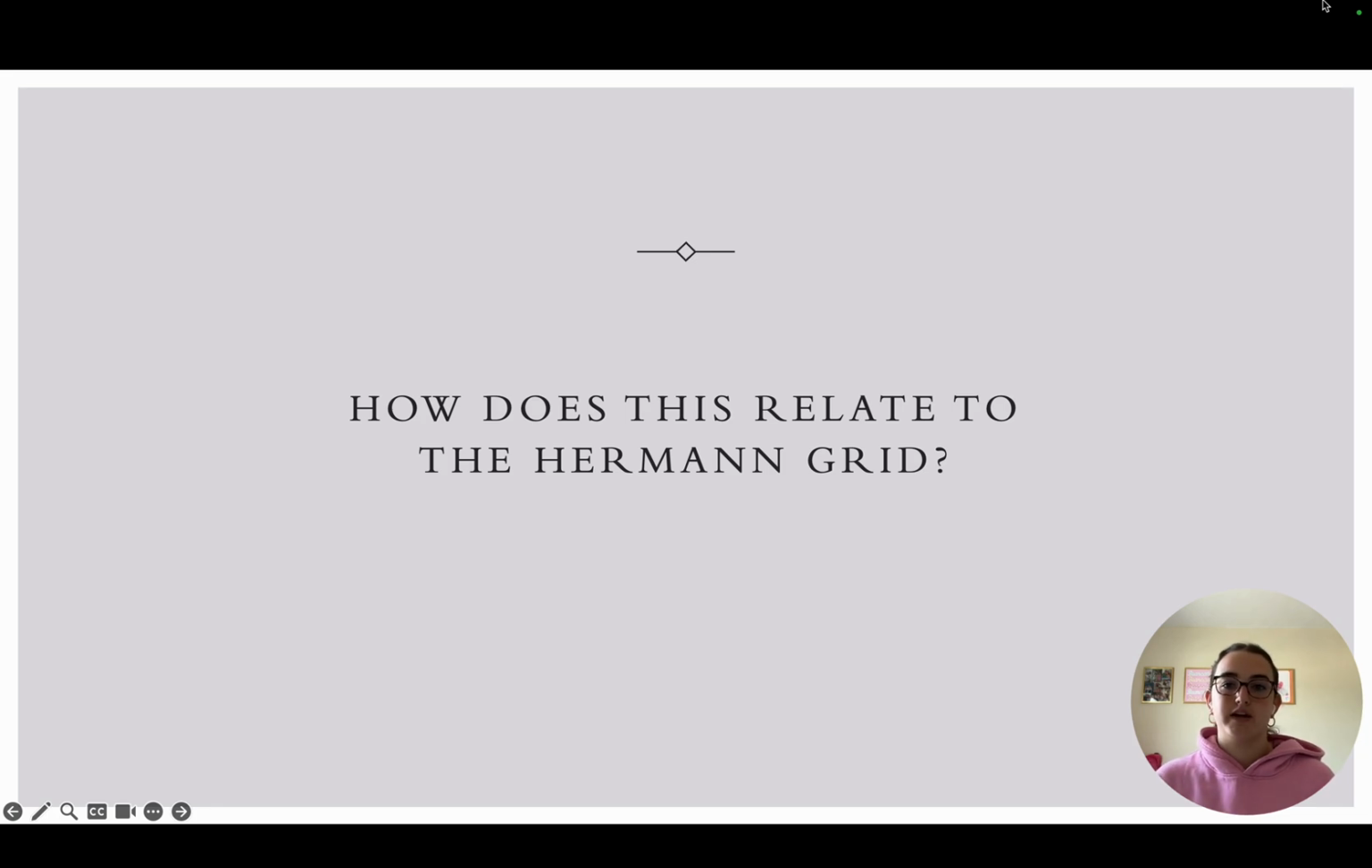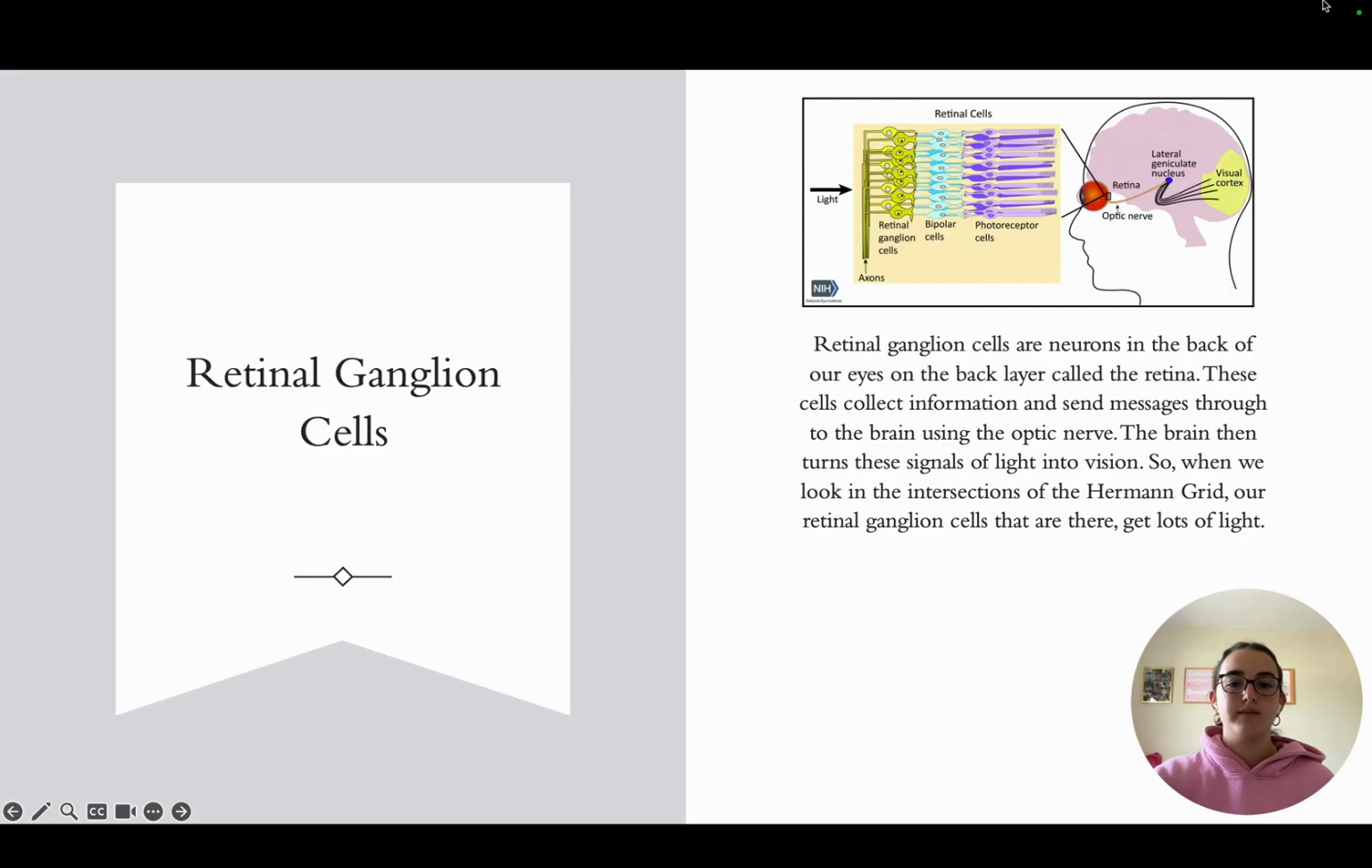So how does this relate to the Herman grid? Retinal ganglion cells are neurons in the back of our eyes, and they are located in the retina, which is the back layer of your eye. These cells collect information and send messages through to the brain using the optic nerve, which is just the nerve that connects your eye to the rest of your brain. And then the brain turns these signals of light into vision.